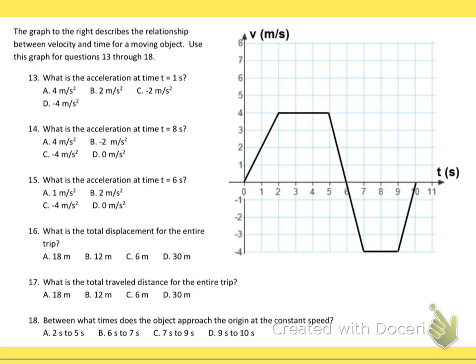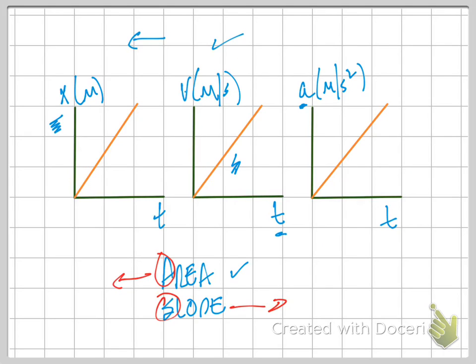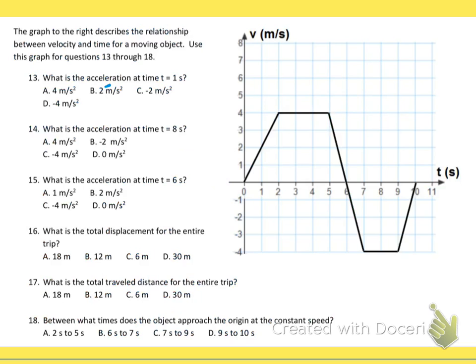All right, so let's go back to the problem. Number 13, what's the acceleration at the time of t equals 1 second? So to get the acceleration off of a velocity versus time graph, we need to find the slope of that line. So the slope of the line at 1 second would be the slope of this. We have a rise of 4, and we have a run of 2. So our acceleration would be 2 meters per second squared.